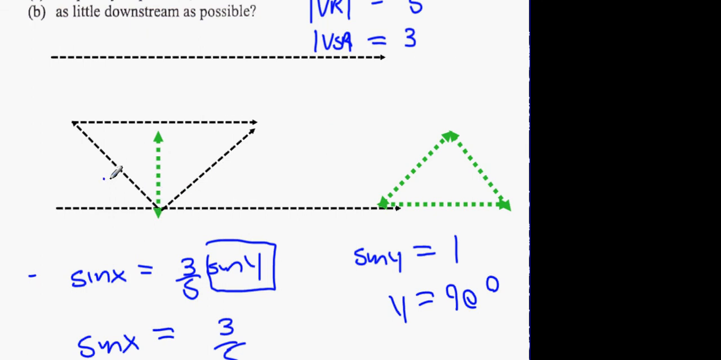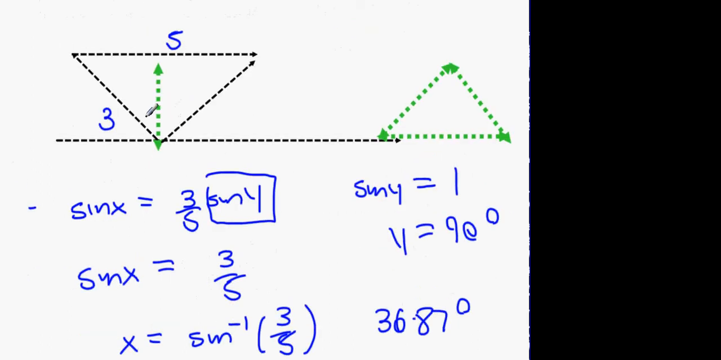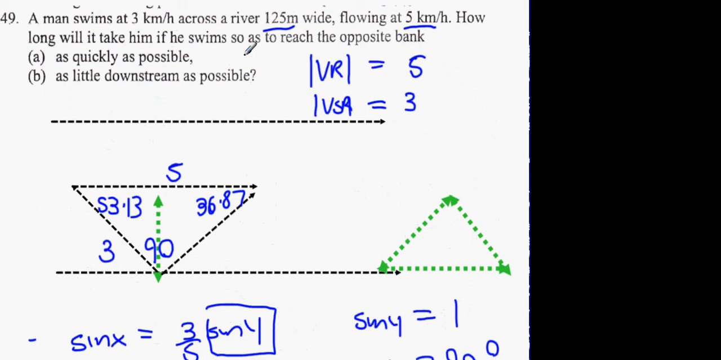So now you know that, if we rub all this out for a minute, that's 3, that's 5, I said that that's 90. This one here is 36.87. And this one up here is 53.13. What does the question want to know? How long will it take him?